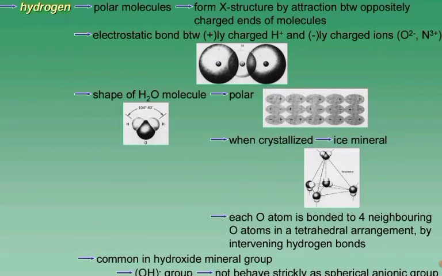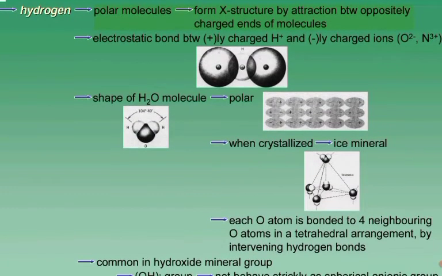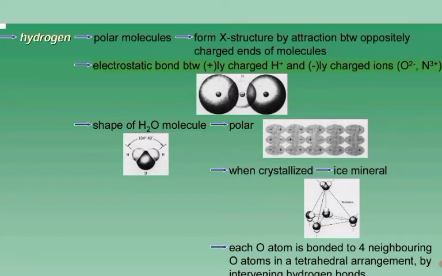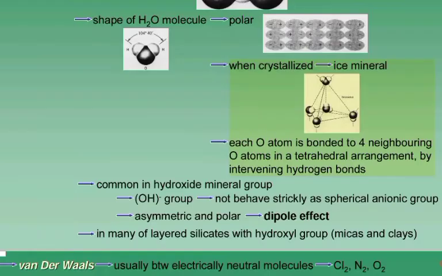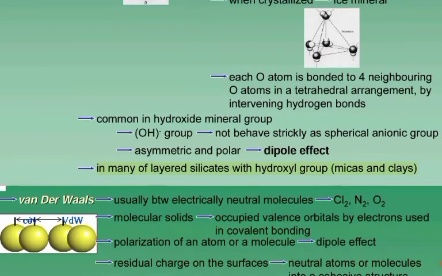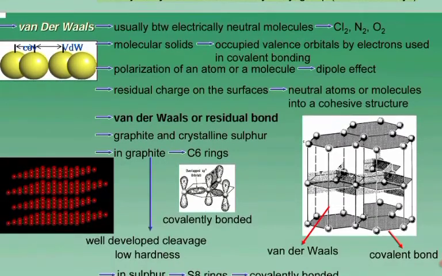Hydrogen bond. Structures form by attraction between the oppositely charged ends of polar molecules. It is an electrostatic bond between the positively charged H+ and negatively charged ions such as O2-, N3-. Shape of the H2O molecule: polar when crystallized. In the ice mineral, each O atom is bonded to 4 neighboring O atoms in a tetrahedral arrangement by intervening hydrogen bonds. It is common in the hydroxide mineral group, where the OH group behaves strictly as a spherical anionic group. It is asymmetric and polar, with a dipole effect, as in many layered silicates with hydroxyl groups, micas and clays.